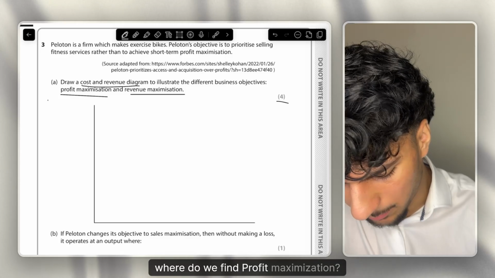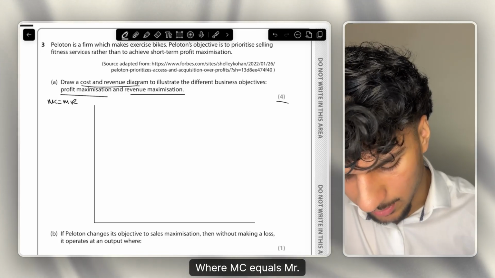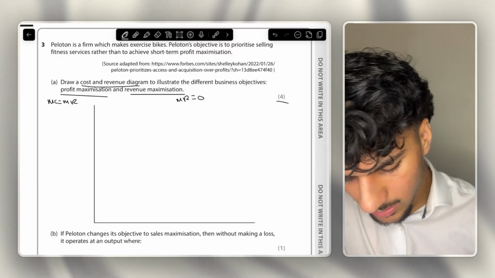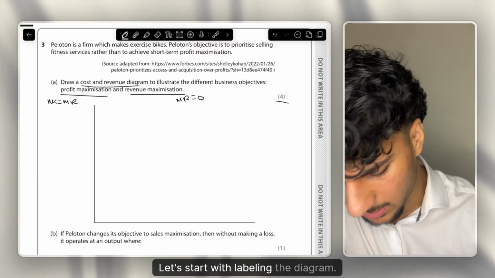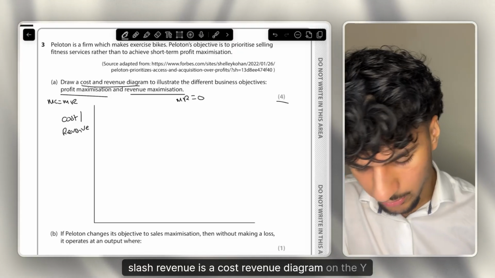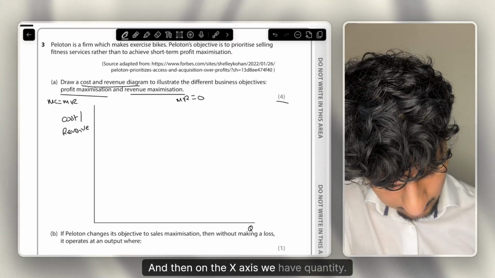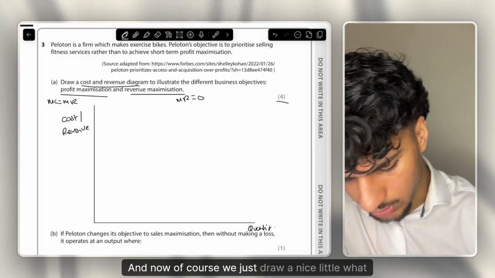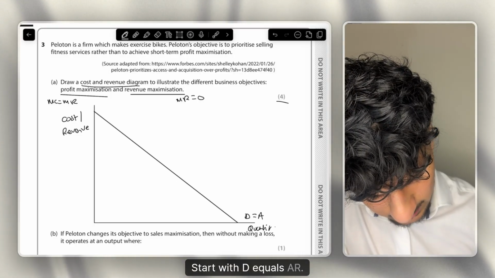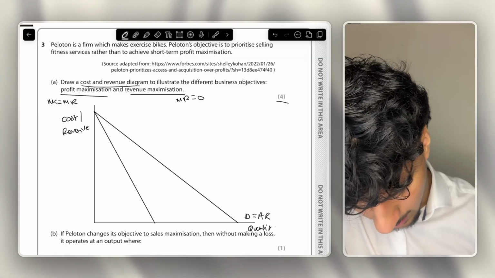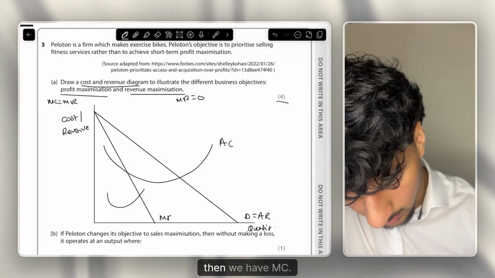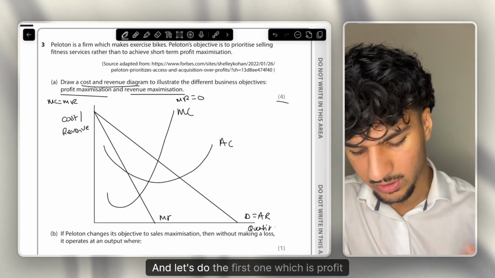But of course, where do we find profit maximization? Where MC equals MR. Or where do you find revenue maximization? Where MR equals 0. So let's label this up. Let's start with labeling the diagram. So of course, cost slash revenue on the y-axis, and then on the x-axis we have quantity. And now, of course, we just draw a nice little, what I call a monopoly diagram. Start with D equals AR. Then we have MR. Then we have AC, then we have MC.